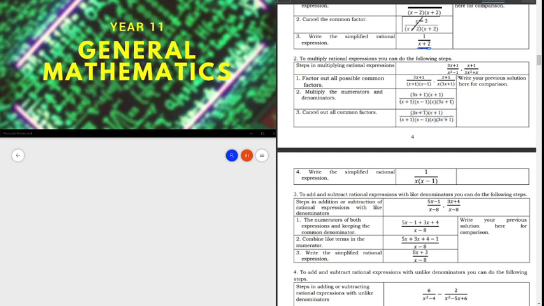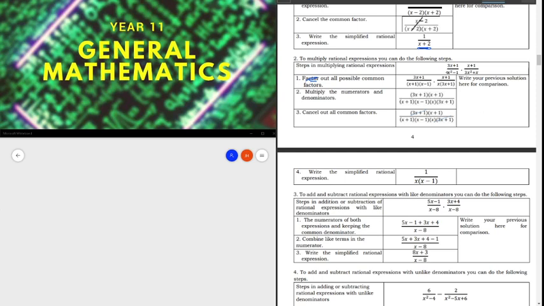Okay, next let's have steps in multiplying rational expressions. So we're going to multiply. First thing is you're going to factor the denominators, or not only the denominator, including the numerator, because when you factor it, it's broken apart, so it's easy for you to know what the common factors are in the numerator and the denominator.